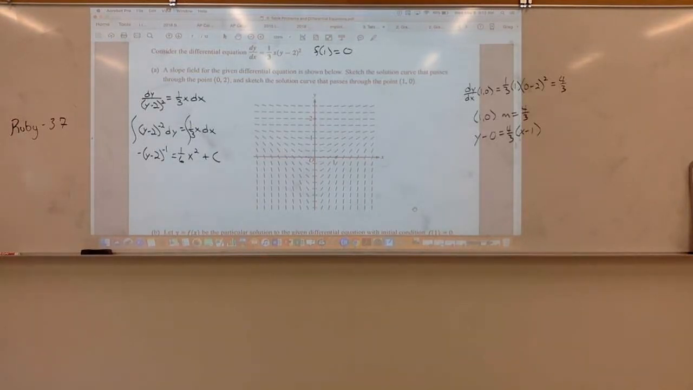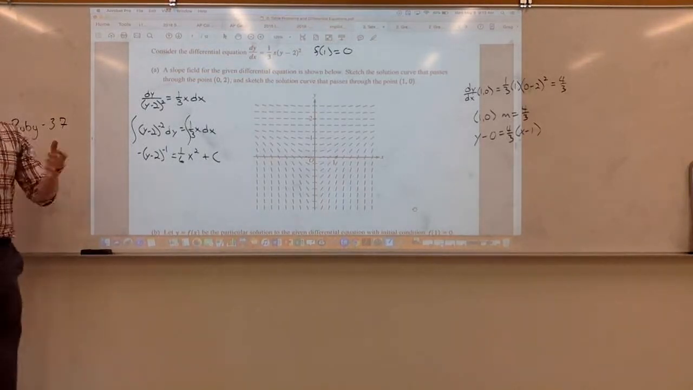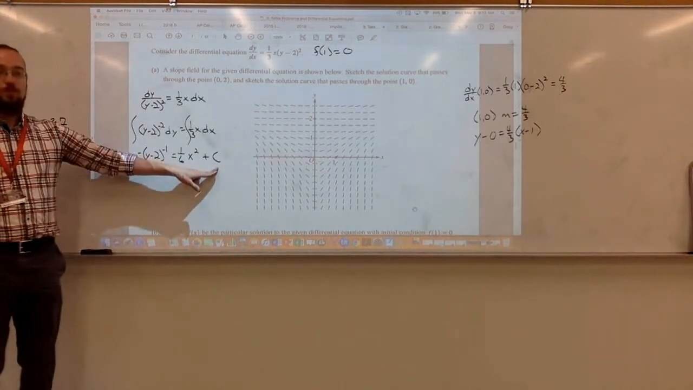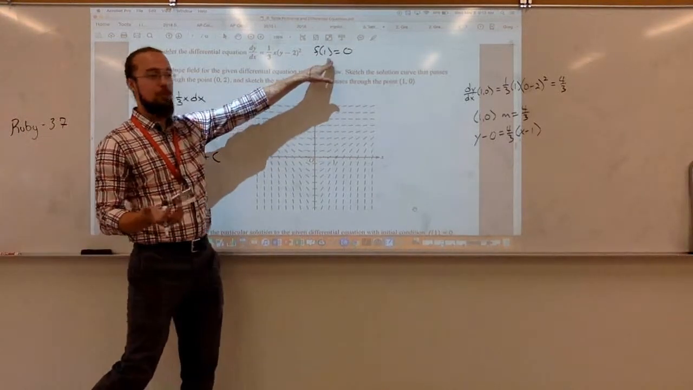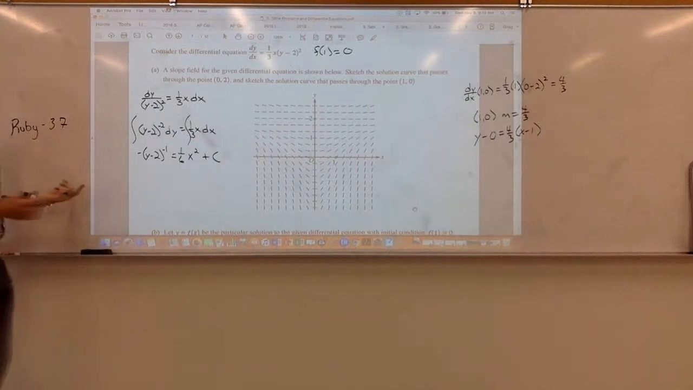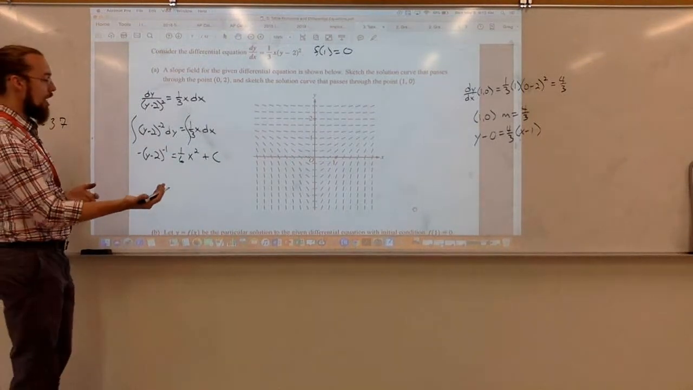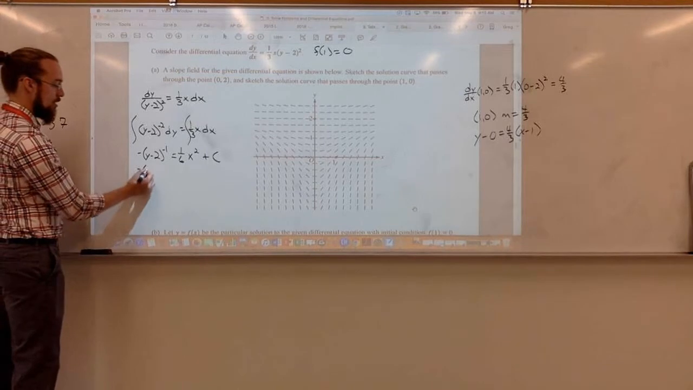On these types of problems, if you forget your plus c, you're automatically losing at least 3 points, because the rest of the problem is solving for c. Right? We need to plug in our initial condition and solve for c now. So I'm going to plug in 1 for x, 0 for y.